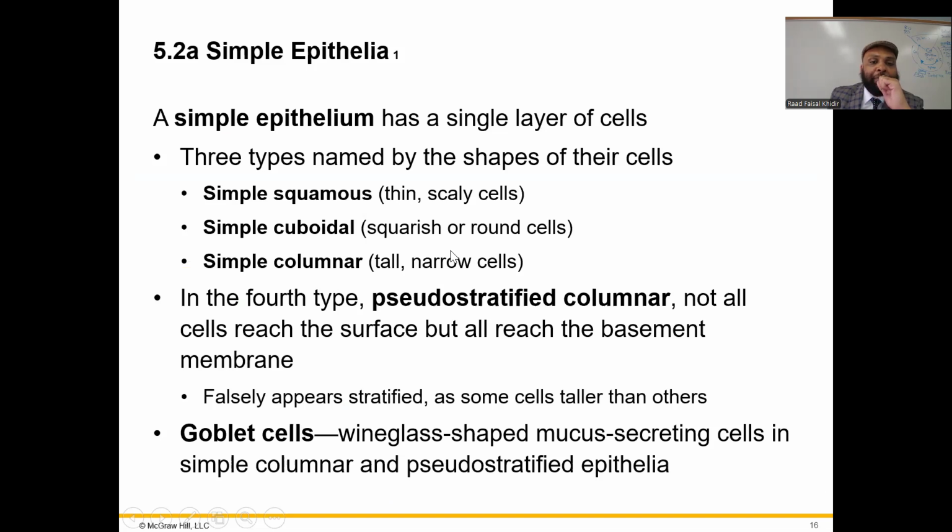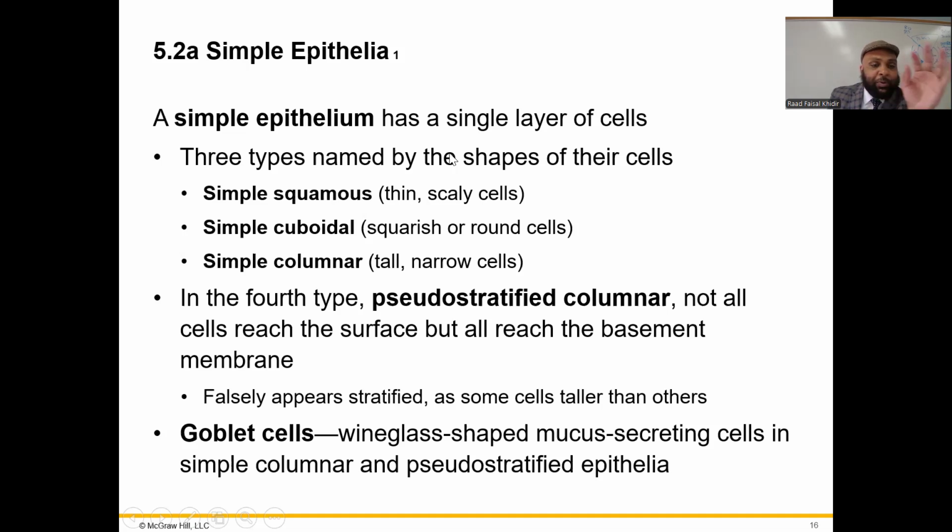The simple epithelium has a single layer of cells. There are 3 types named by the shape of their cells. There are simple squamous, thin, scaly cells. There are simple cuboidal, squarish, or round cells. And there are simple columnar. These are all types of simple epithelium.